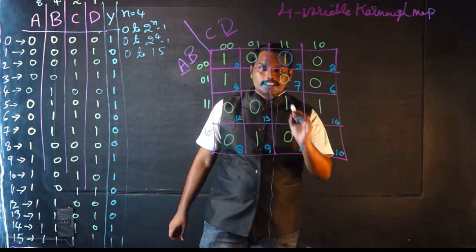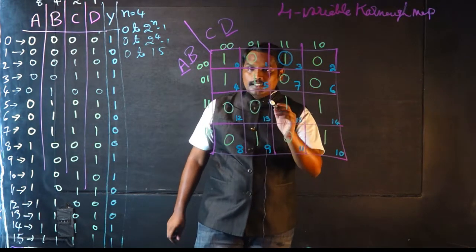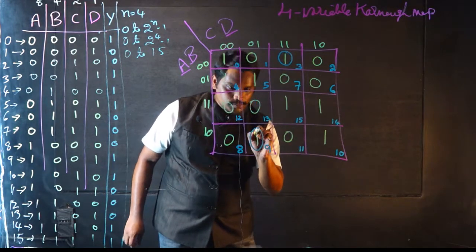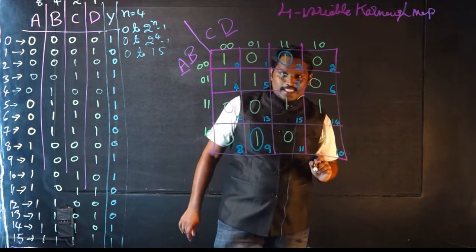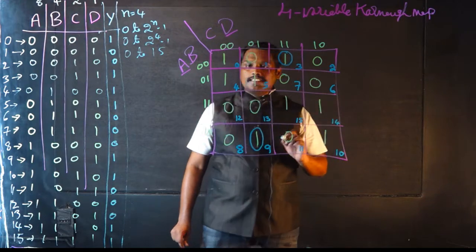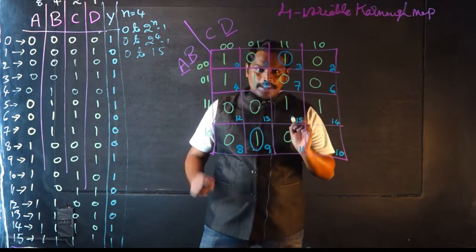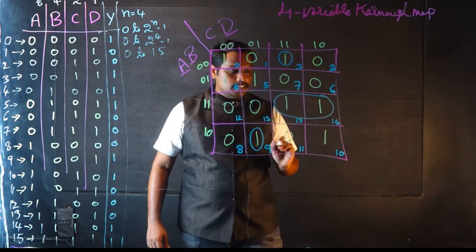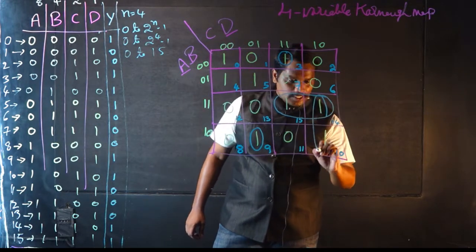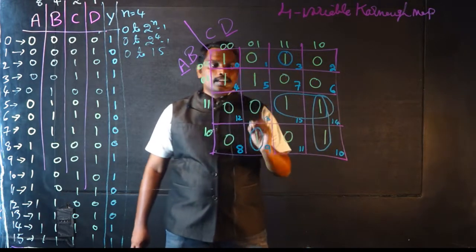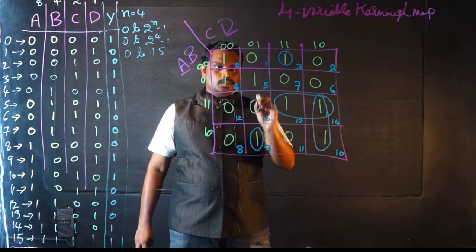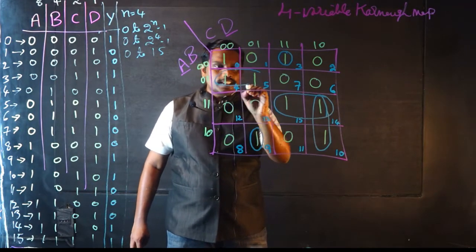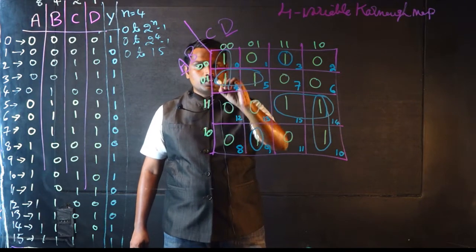In the same way, check for any other isolated ones. Here this is an isolated one. So this is an isolated one, and this is an isolated one. And finally, you can see that you can construct a pair of ones with these two. This is one pair, and this is another pair. In the same way, here also you can have these two as one pair, and these two as one pair.